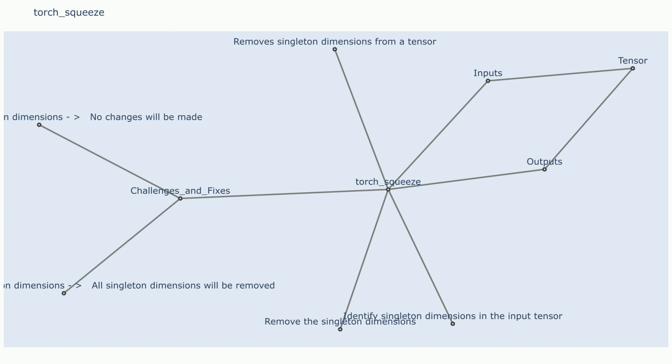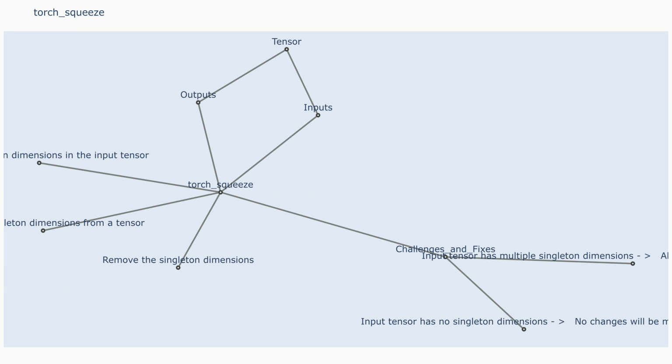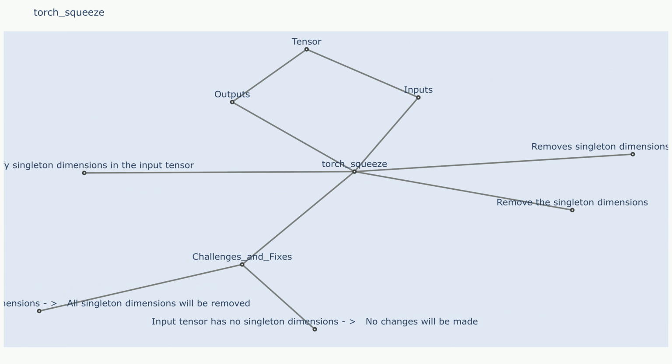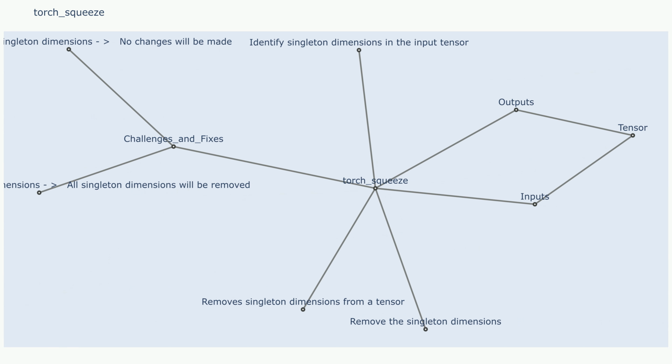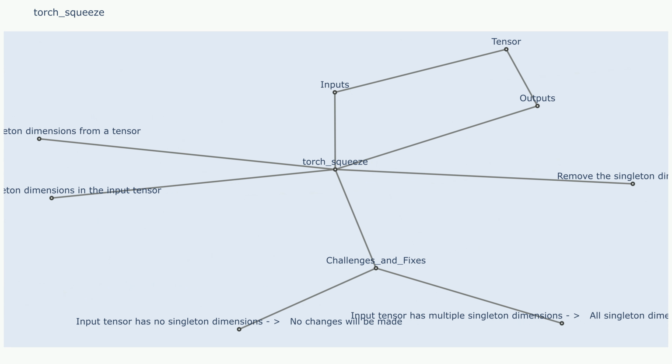torch.squeeze. Description. The torch.squeeze function removes singleton dimensions with size 1 from a tensor. It is a useful function for reshaping tensors and preparing them for operations that require specific dimensionalities. Inputs. Input 1: input, a PyTorch tensor with potential singleton dimensions. Outputs. Output 1: output, a PyTorch tensor with the singleton dimensions removed.